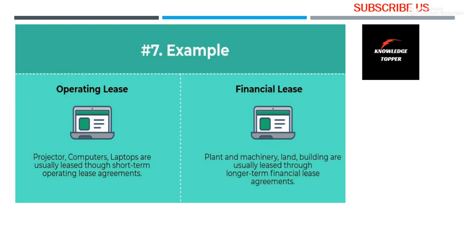There are a few examples that are most often used when it comes to operating lease. Projectors, computers and laptops are usually leased through short-term operating lease agreements, and a particular house or shops are also operating lease examples. In financial lease, examples are plants, machineries, land and buildings. Usually these are leased through longer term financial lease agreements.